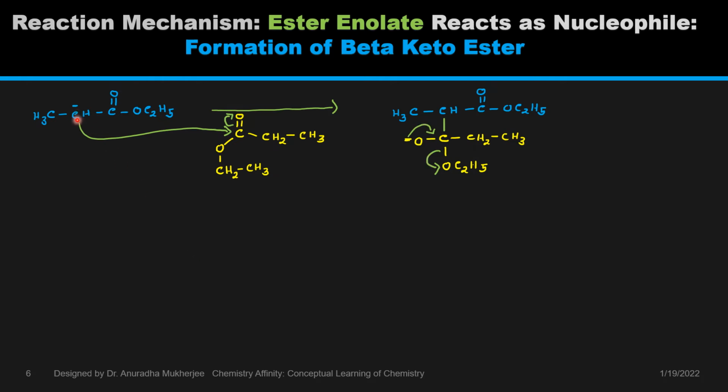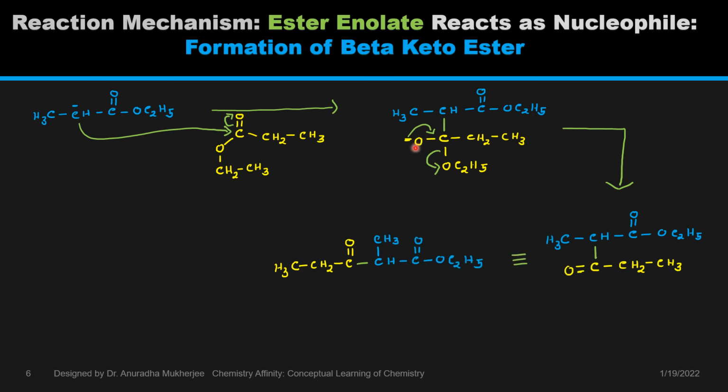Now here you can see this nucleophilic center is attacking the electrophilic carbon. So now a new bond is forming between the nucleophilic center and the electrophilic carbon. So this is the new bond. Now in the final step, you can see that the negative charge over the oxygen is moving towards the carbon, and thus a double bond forms, and OC2H5 is leaving as a leaving group. And this is the way we are getting the final product.